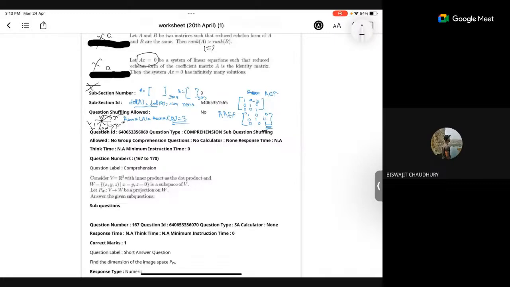If the reduced row echelon form of A is the identity matrix, then what can you say about the solution of Ax equal to 0? Homogeneous. Unique solution, yes. It will have the trivial solution, the solution will be 0 only, right? Yes. Then the system Ax equal to 0 has infinitely many solutions? No, not possible. So I hope all of you got it, right?